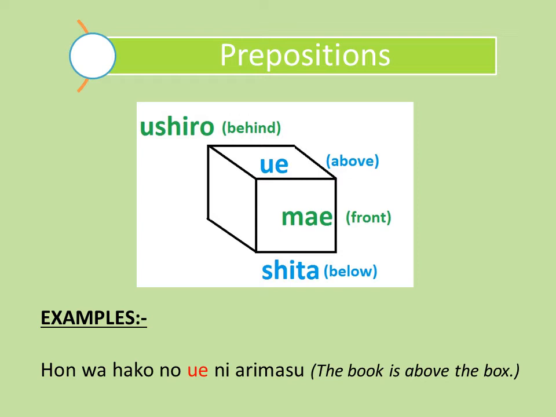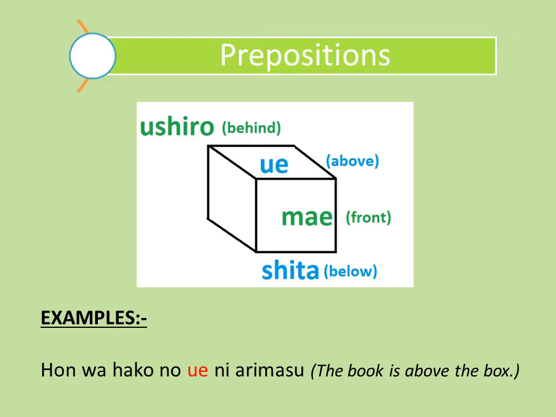Following that, we have an example of a sentence. It goes like this: Hon wa hako no ue ni arimasu. Ue is the preposition here. The sentence means the book is above the box. So, hon is book, hako is box, and arimasu is to be there, mostly used for non-living things.